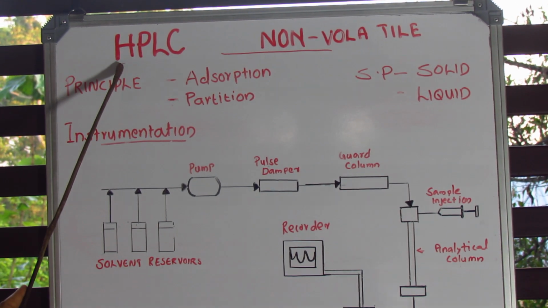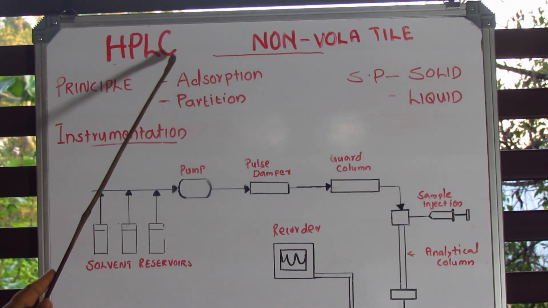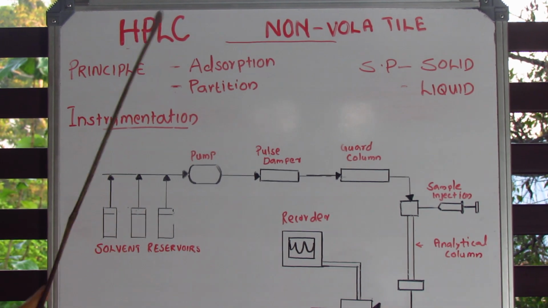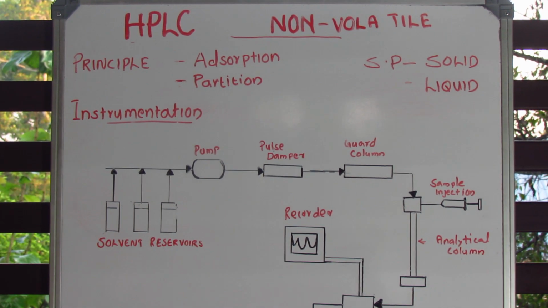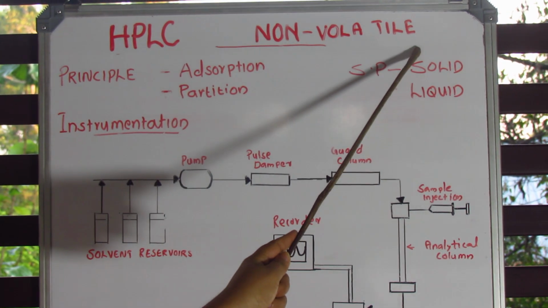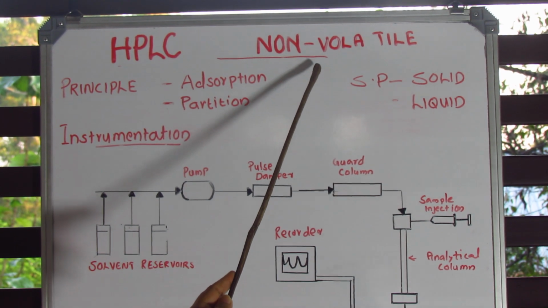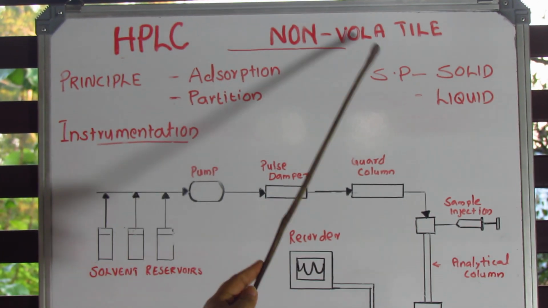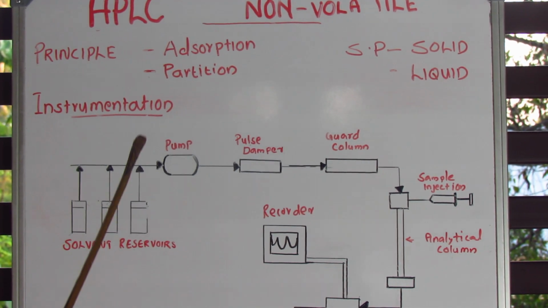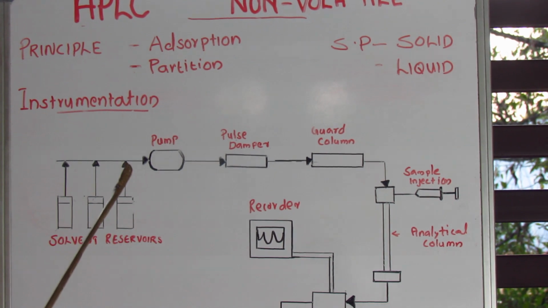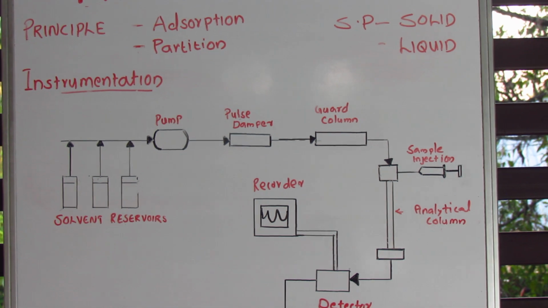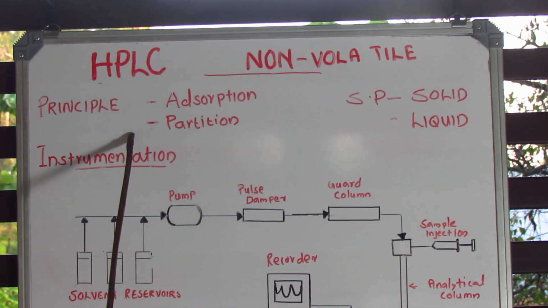HPLC means High Performance Liquid Chromatography. It is used for the separation of organic compounds which are non-volatile in nature. So HPLC is used for the separation of non-volatile compounds. Normally this method is used for the separation of large molecular weight compounds such as triterpenoids, polypeptides, cholesterol, etc.